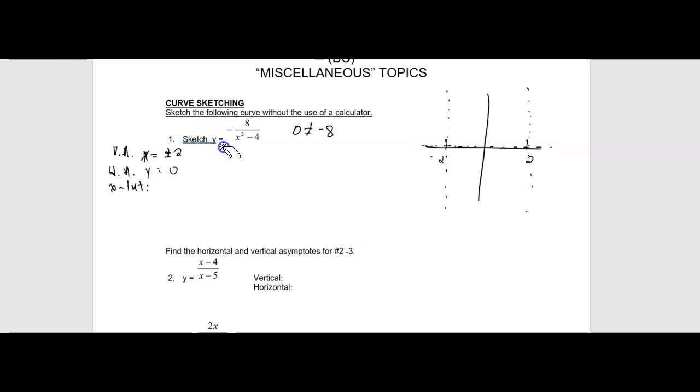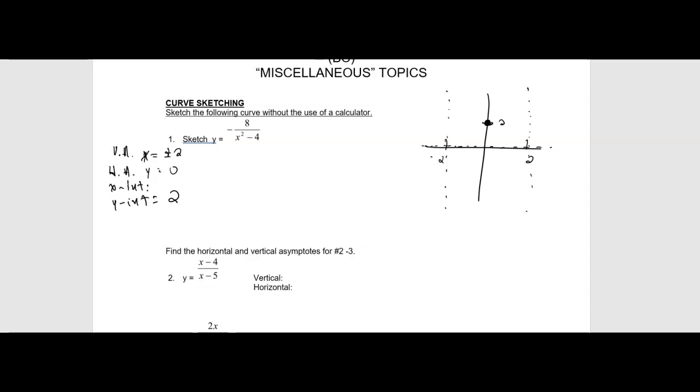The y-intercept, though, usually is pretty simple. For the y-intercept, you're going to let x be a 0. So if we come up here and let x be a 0, you would get -8 divided by -4. We know we cross the y-axis at 2.